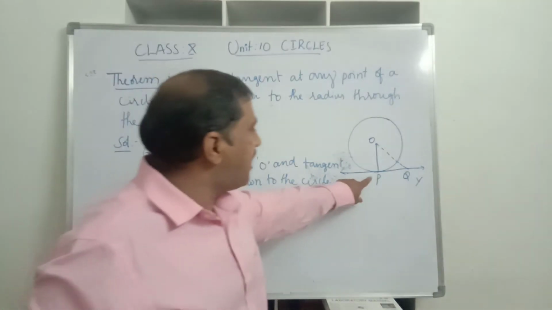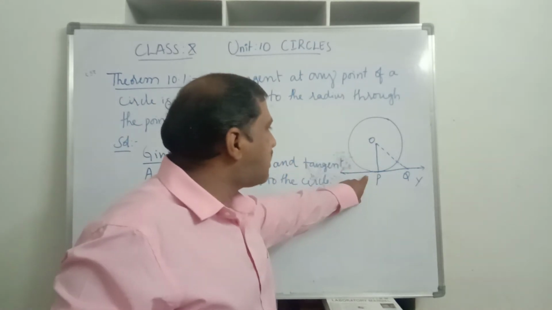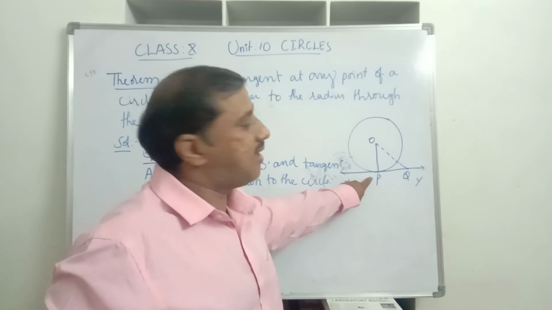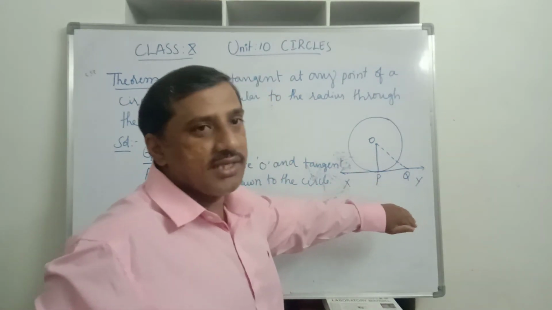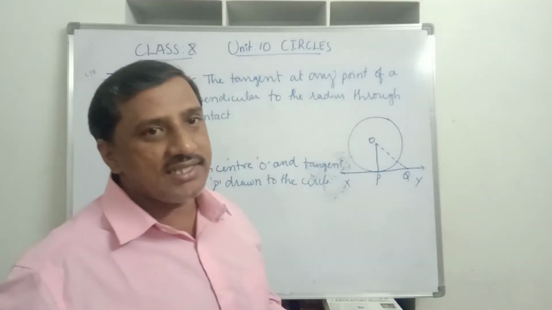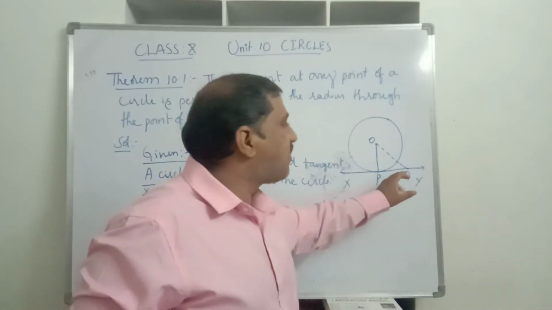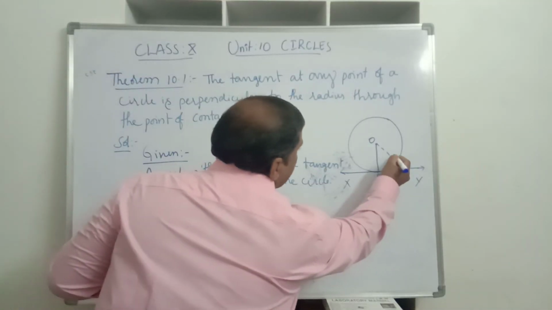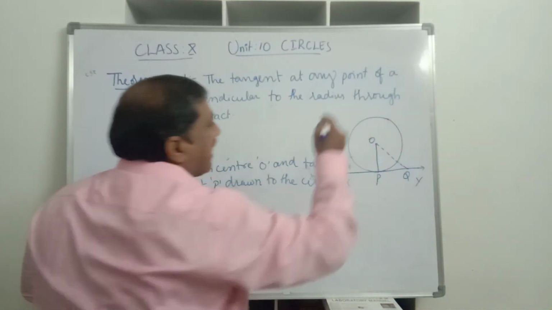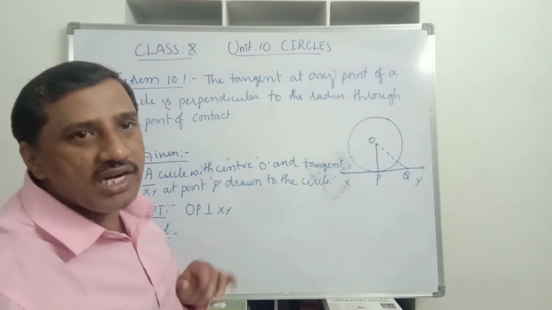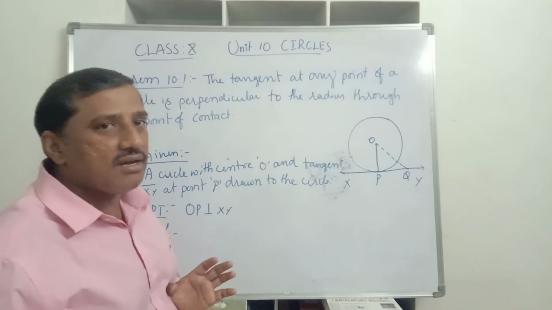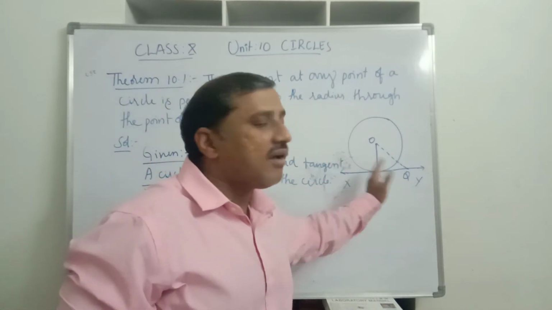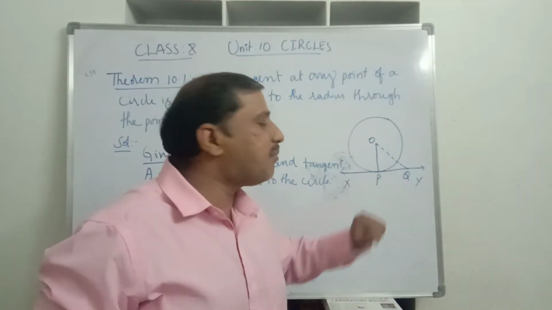Point P is the point of contact to the circle, and that is the common point to the circle, and that is the tangent. So definitely the point will be outside. If the point is inside, then XY will become a secant, not a tangent. If this point Q is inside somewhere, then we will get a line which intersects at two different points, which is known as a secant of a circle. So that is not possible. So definitely point Q should be on the line, and it should be away from point P.